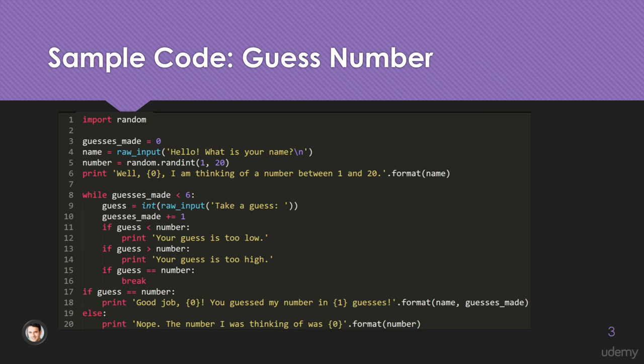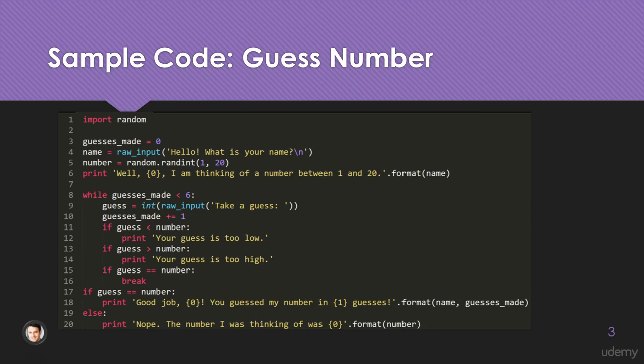And lines 8 to 16 are a loop, which we saw earlier in Java as well. Java and other programming languages also have this. So while guesses made is less than 6, in line 9, it asks the user to take a guess, and it takes that input from the user and converts it to an integer and puts it in a variable called guess. It increments the guesses made, so now it becomes from 0 to 1. And as it goes through the loop, it keeps incrementing the number of guesses that have been made.